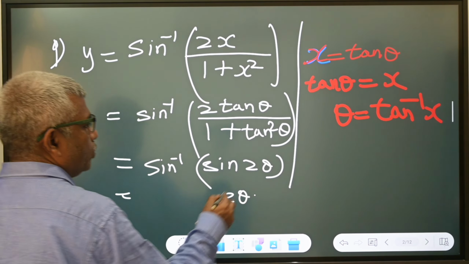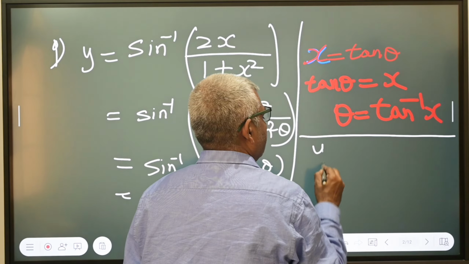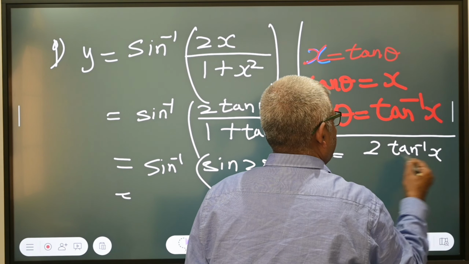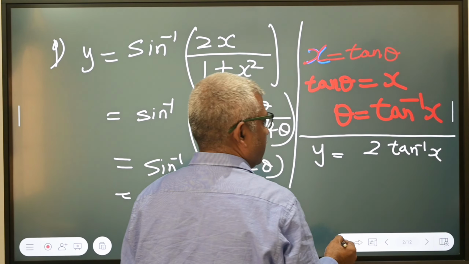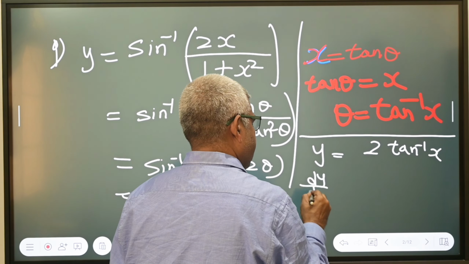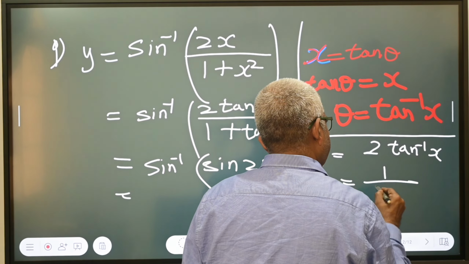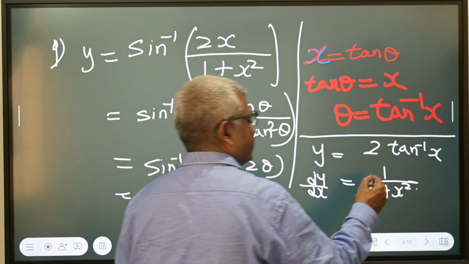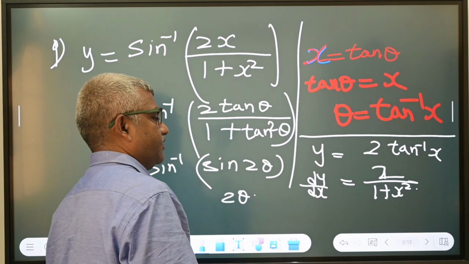So y equal to 2 theta, which is 2 tan inverse x. Now dy by dx: the derivative of tan inverse x is 1 by 1 plus x squared, so 2 tan inverse x gives 2 by 1 plus x squared.